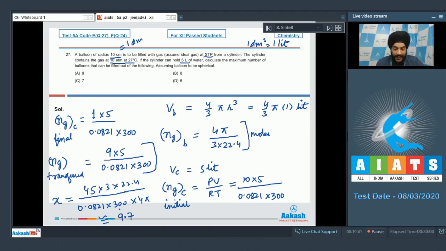And if we look at the number of balloons which are given to us, we can clearly see that for this question, the answer has to be marked as option A, which says that there can be a maximum of 9 balloons that can be filled up under these conditions. So for question number 27, students, the answer is A. Let us look at the next question now.